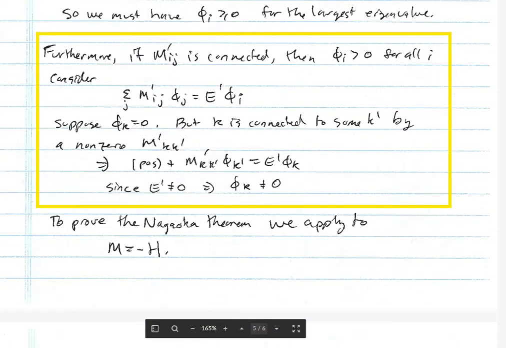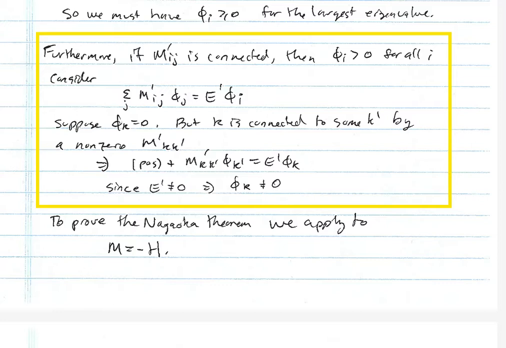Furthermore, if the m prime ij is connected, then phi I must be greater than 0 for all I, so we can't have any zeros for the phi I. So to see that, consider the sum over j of m prime ij phi j equals e prime phi I. Remember, this is just the eigenvalue equation. And suppose we have a phi k that is equal to 0.